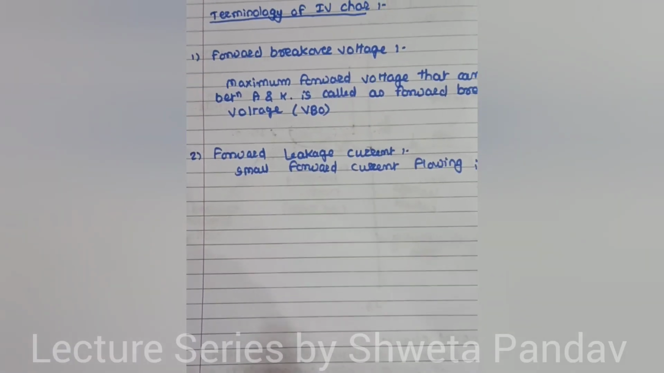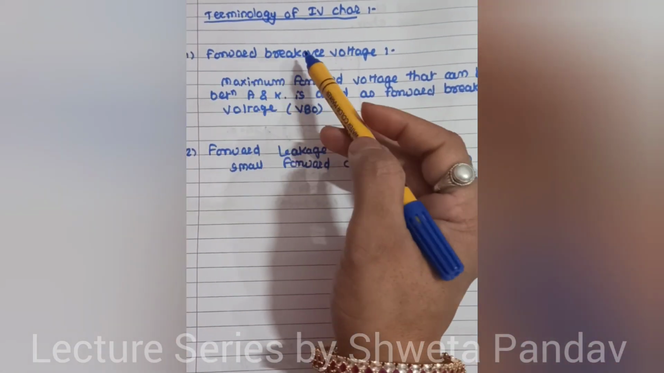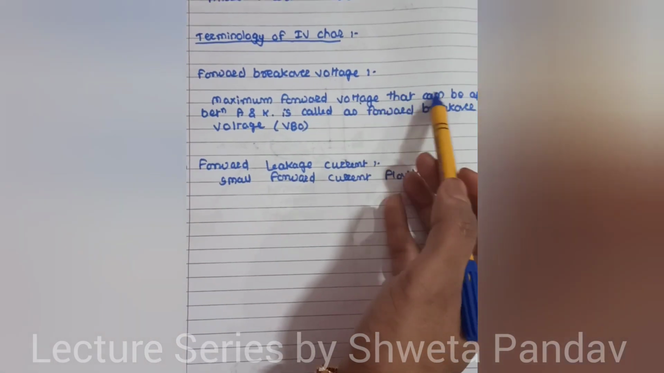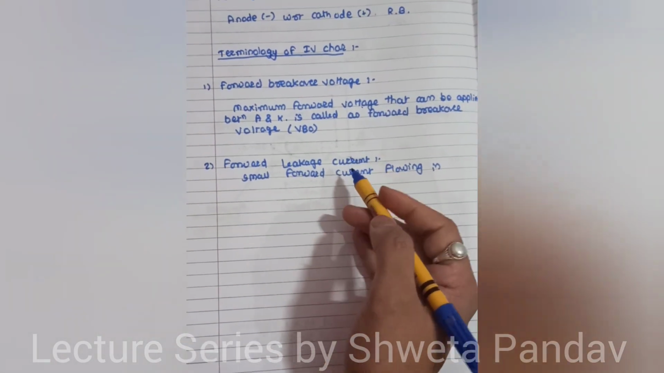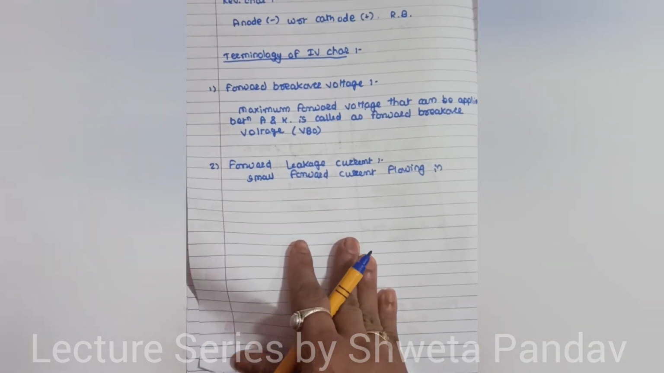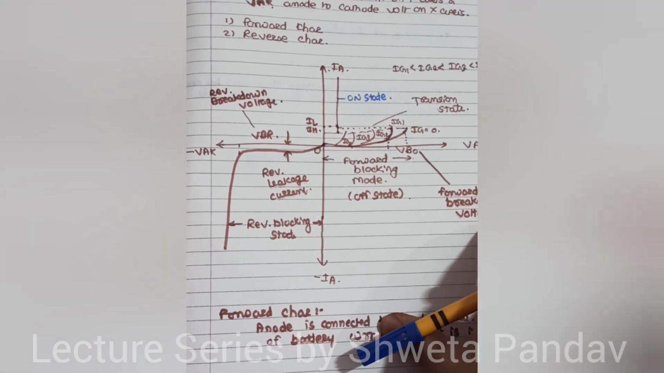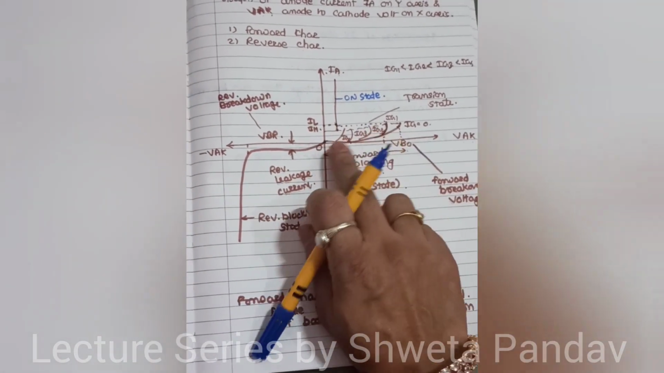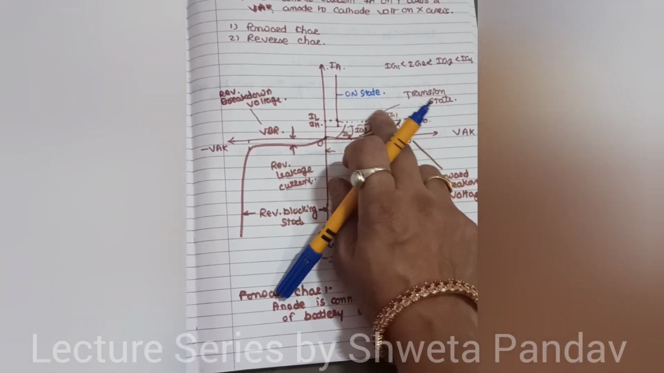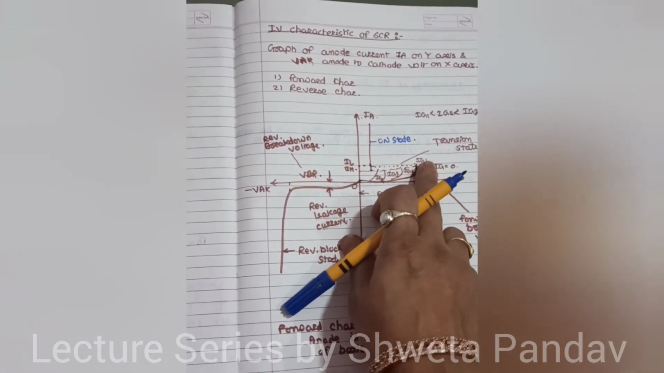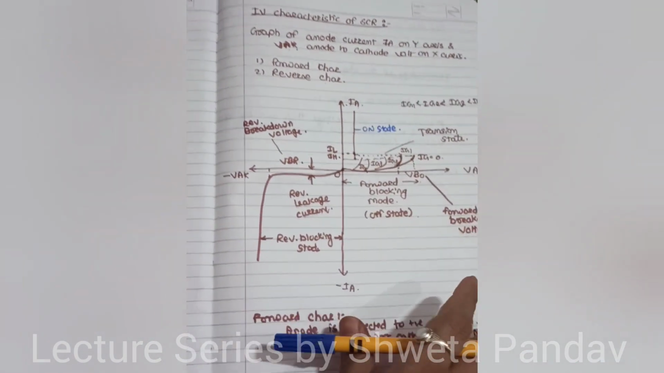Very first is forward breakover voltage. What is forward breakover voltage? It is the maximum forward voltage that can be applied between anode to cathode. In this graph, after this voltage the current starts increasing very sharply. So this voltage is called as forward breakover voltage.